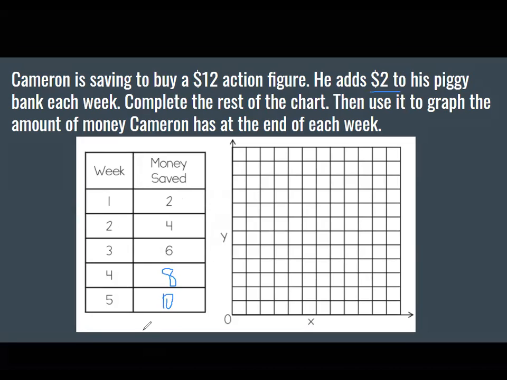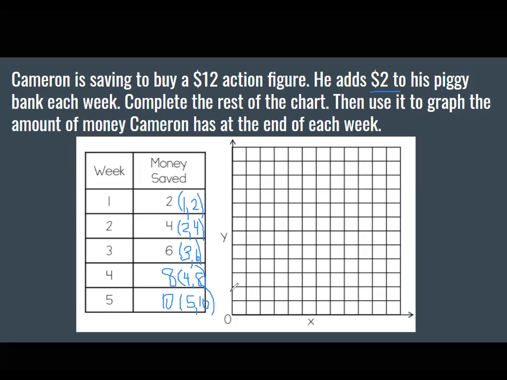So we're going to graph the amount of money on our chart. So again, we can make ordered pairs. Our X coordinate is going to represent the week, and the Y coordinate is going to represent the amount of money saved for that week. So we can make the ordered pair 1, 2, and make the ordered pair 2, 4, 3, 6, 4, 8, and 5, 10.